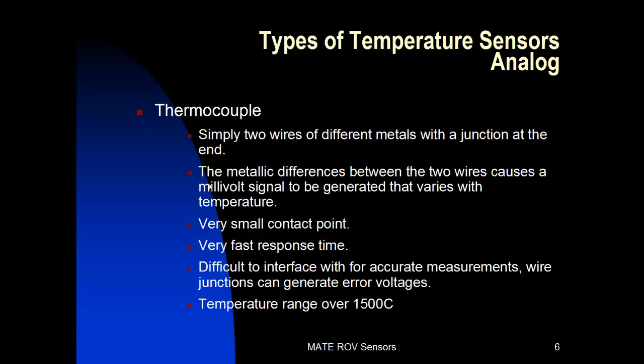The nice thing about thermocouples is the temperature range, well over 1500 degrees C. At the beginning of this presentation you saw a picture of an ROV inserting a thermocouple temperature sensor into a black smoker, and with the temperature of that at 600 degrees centigrade, it's way higher than we can do with those other sensors, so we're pretty much forced to use thermocouples for this.